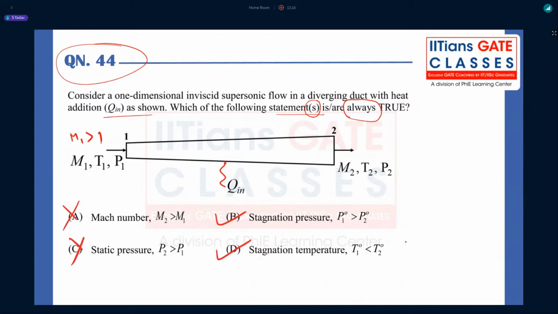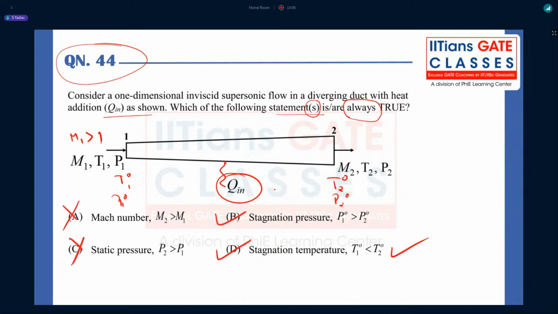So option D is the stagnation temperature. So T02 is here and T01 is here. Since you are adding heat, no matter what the amount of heat you are adding, T02 will always be greater than T01. So you can easily mark D, no question. Next, stagnation pressure, B. B also is kind of clear that stagnation pressure P01 is greater than P02. As you know, in Rayleigh flow the total pressure drops. In a CD nozzle it remains constant, but in Rayleigh flow, it does drop.